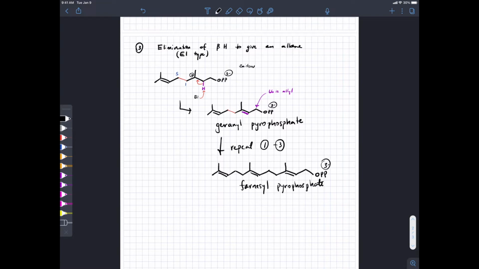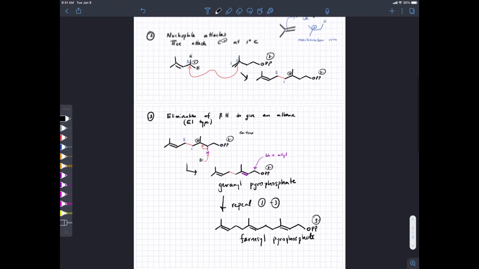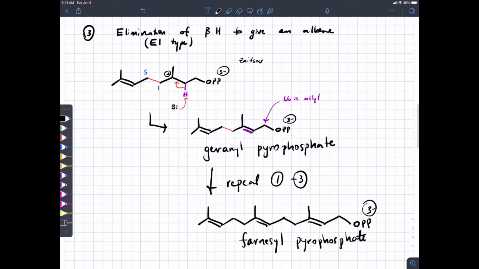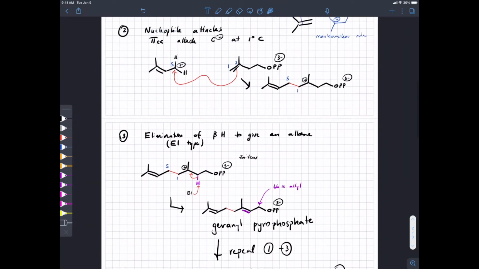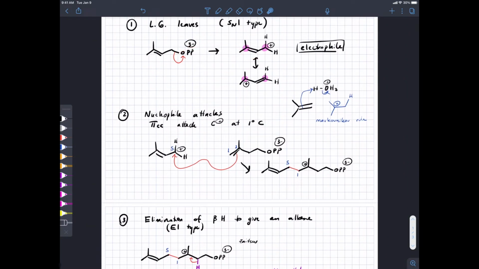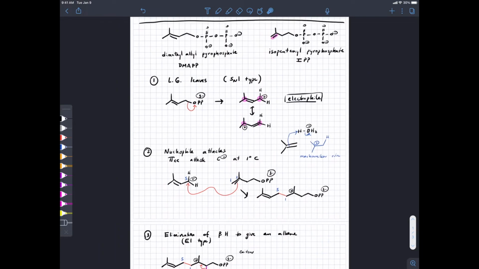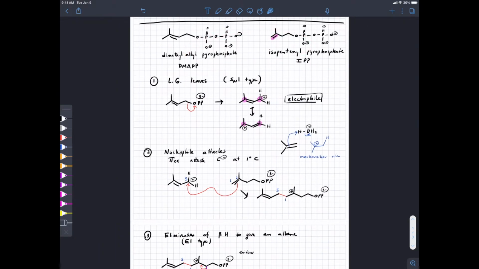So this is how we generate the linear precursor, and it's just simple SN1 and E1 type chemistry. For these steps, you don't need specific reagents. No, this is enzyme catalyzed. So in general, we're going to use sort of, well, a base to do that. Of course, in these steps, the reagents are just these starting materials.